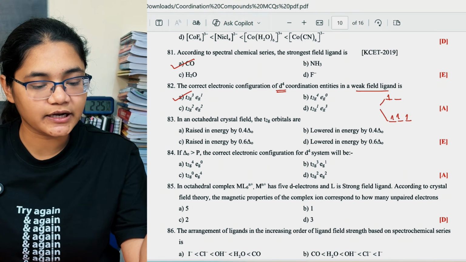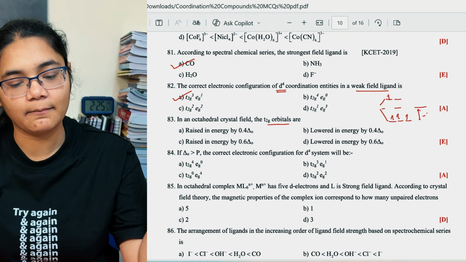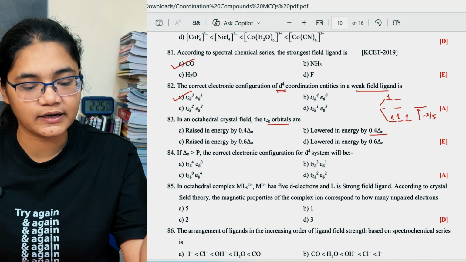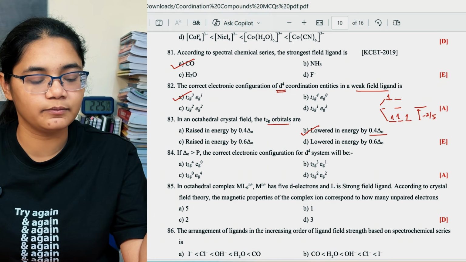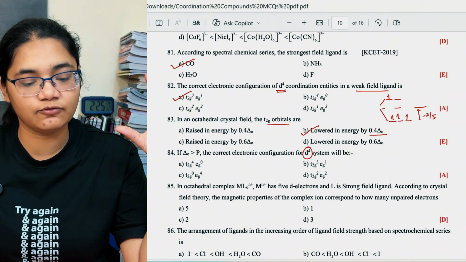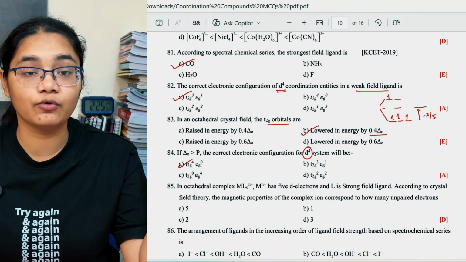In octahedral splitting, the t2g orbitals are lowered by how much? -2/5, right? So that means -0.4, lowered in energy by 0.4, that is option number B. Now, if delta O is very large, the correct configuration of a d4 system will be, okay, that means there will be pairing, it will be t2g4 eg0.